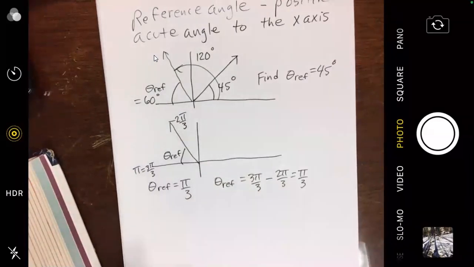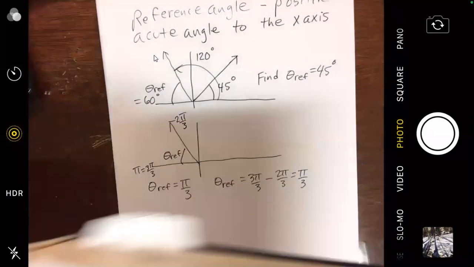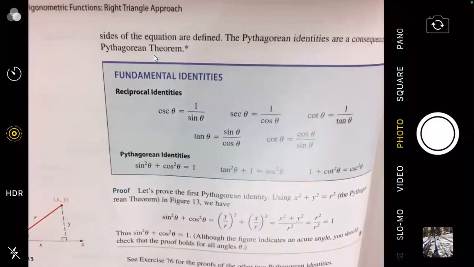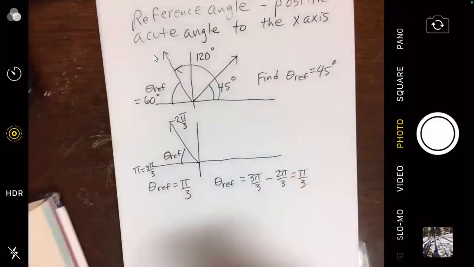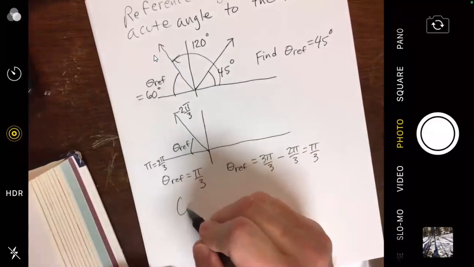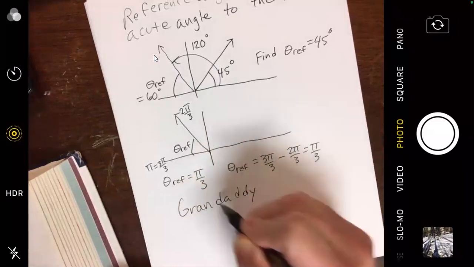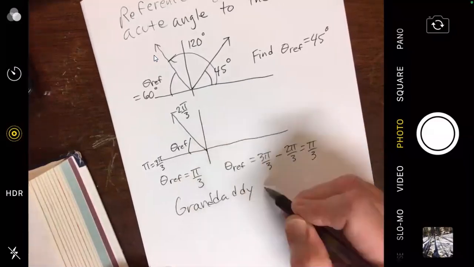And finally, the formulas. I don't want to write all of them down because I wrote that other video. I'm going to assume you know them. I'm just going to explain the first one. This is the granddaddy identity.